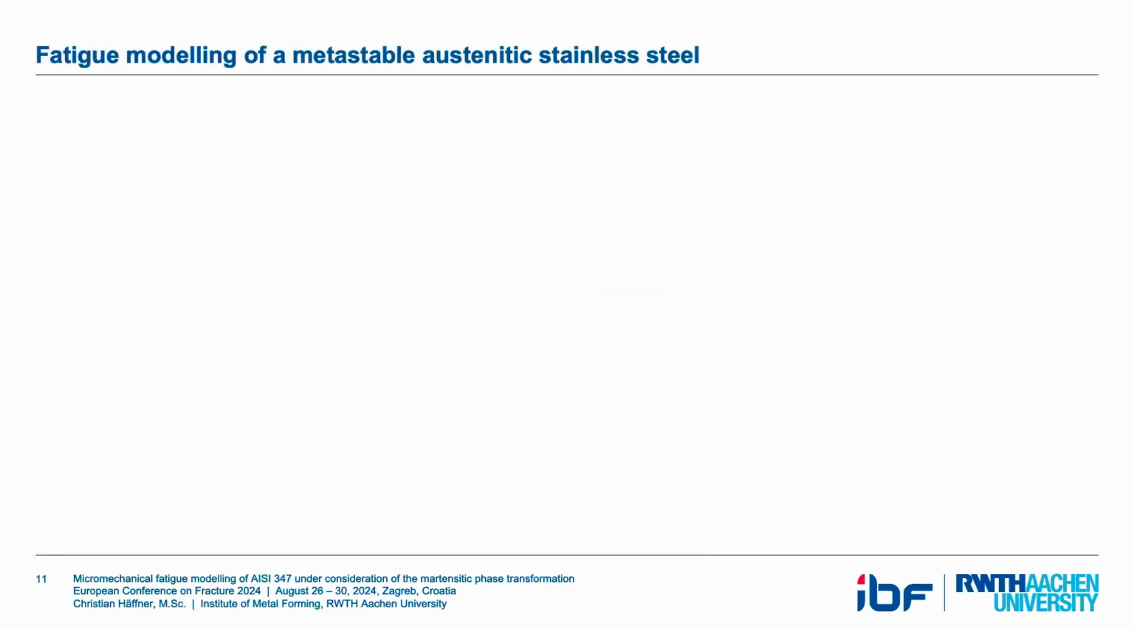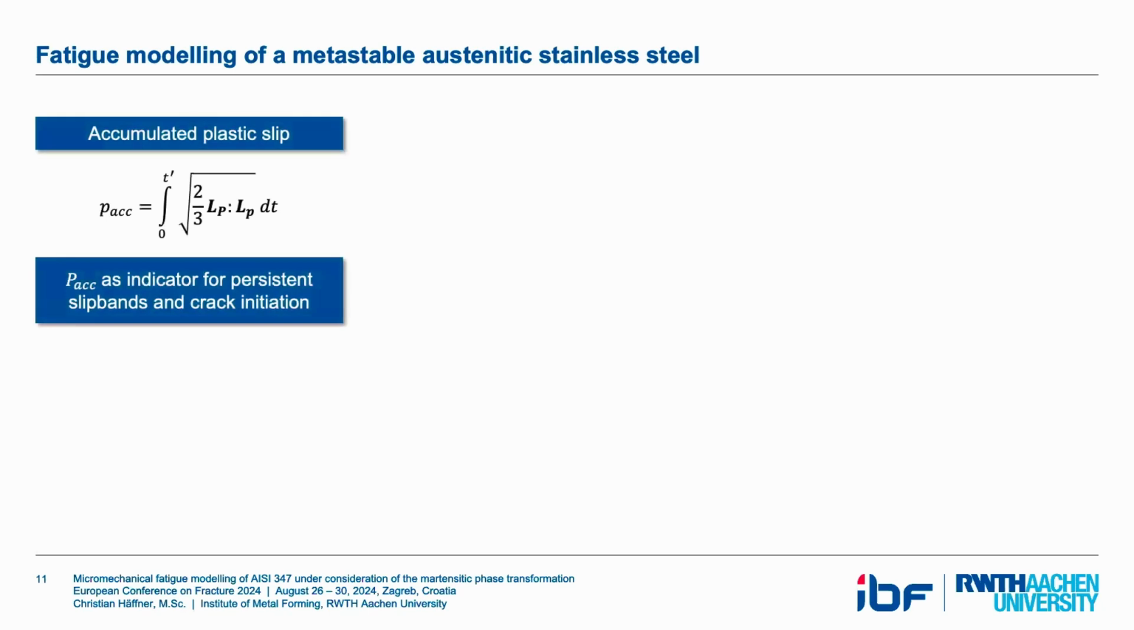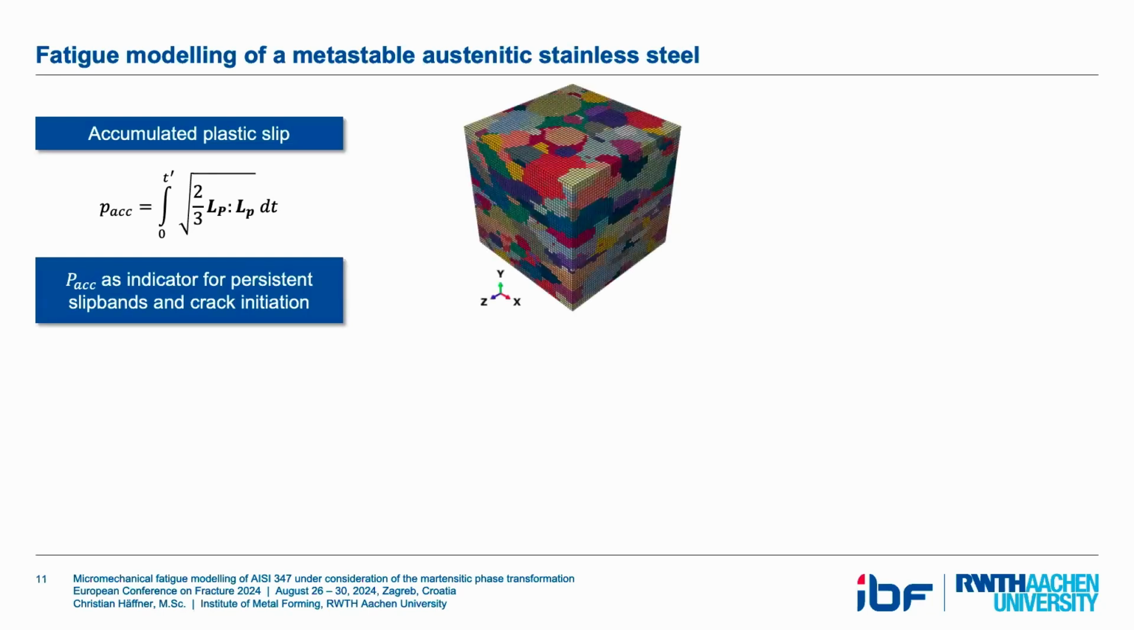So the fatigue modeling part. In fatigue modeling, there are different parameters, usually some fatigue indicator parameters that are extracted. One of them, which is often used, is the accumulated plastic slip. And the accumulated plastic slip is nothing else than an indicator for persistent slip bands and hence crack initiation. So here we can see one example of this RVE, which comes out of our Dragon.